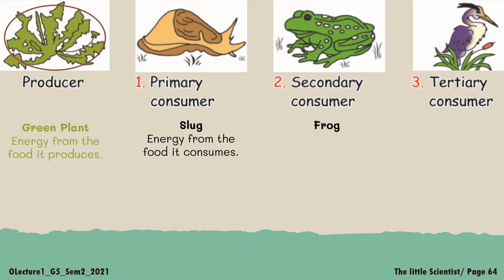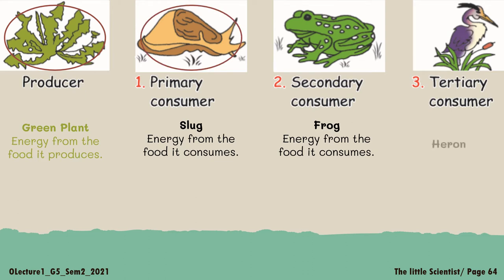The frog is another consumer that feeds on slugs. Frogs get the energy they need from the food they consume, in this case, from the slug. The heron, which is a kind of bird, feeds on frogs. It consumes the frogs and it gets the energy from the frogs they consume.